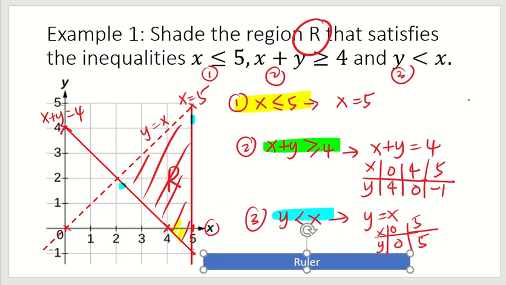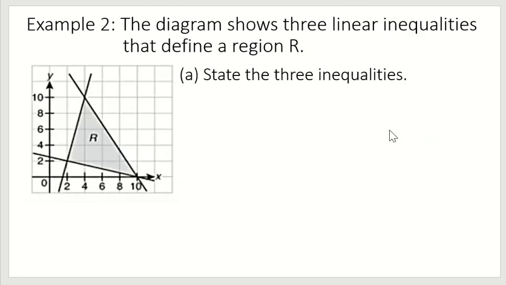Okay. So we go to another example. Okay, one more example today. Okay, the diagram shows the three linear inequalities. Now the question gives you the three linear inequalities. It shows you the graph, then it wants you to form it out.